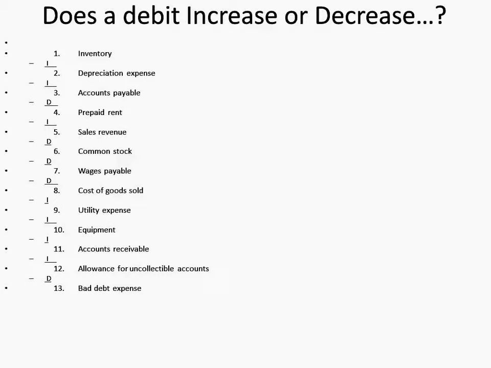What does a debit do? Increase. Right. It's an expense account. Debits increase expense accounts. Good. Interest revenue. Decrease. Good. And last but not least.